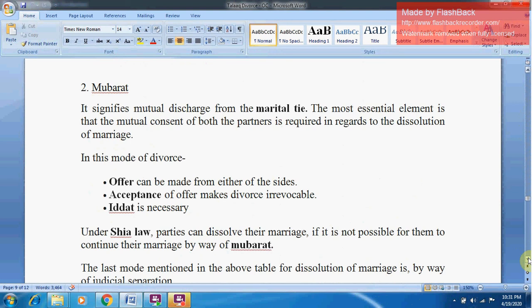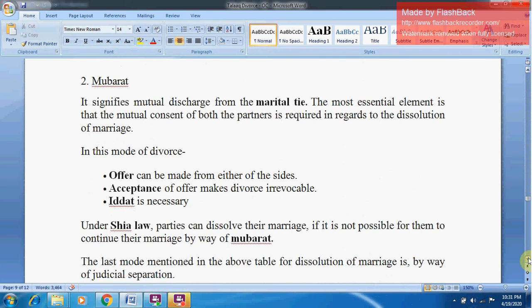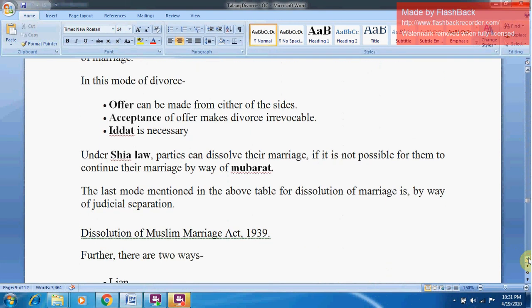The most essential element is that mutual consent of both the parties is required in regards to the dissolution of marriage. In this mode of divorce, number 1, offer can be made from either of the side. Number 2, acceptance of the offer makes a divorce irrevocable. Number 3, iddat is necessary. Under Shia law, parties can dissolve their marriage if it is not possible for them to continue their marriage by way of mubarat.